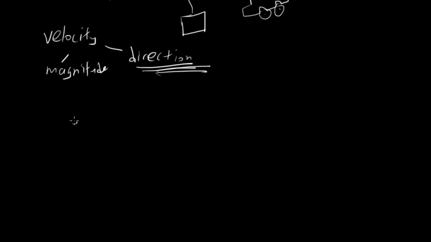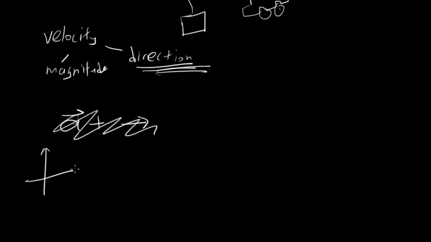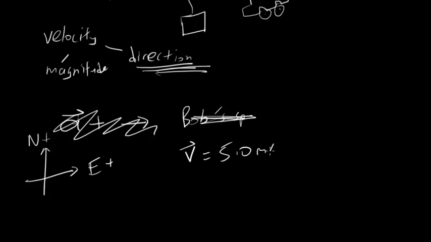So if an acceleration is positive, what does this mean? It doesn't always mean that the object is speeding up. Let me give you an example. I'm going to define north as positive again, and east as positive. So what if Bob is traveling, and Bob's velocity is 5.0 meters per second south, but his acceleration is 2.0 meters per second squared north.